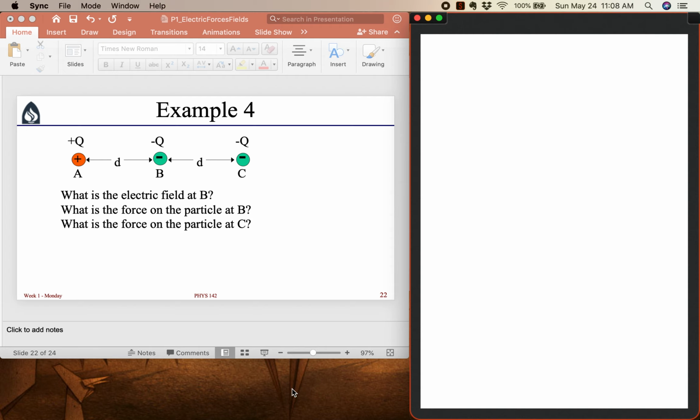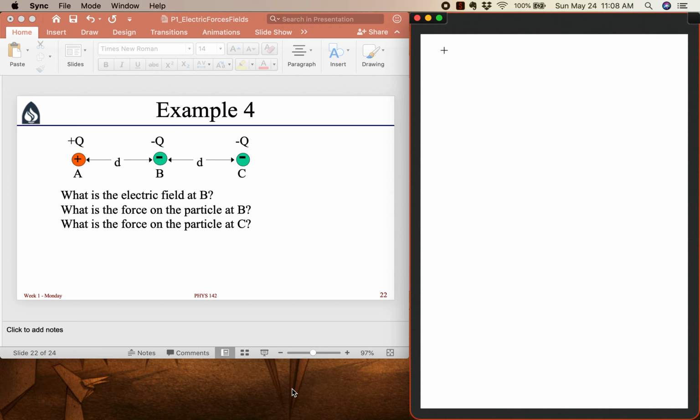In this example problem, we'll look at how to find electric fields and then electric forces from those fields. So the problem asks us to find the electric field at B, and then based on that electric field at B, find the force on the particle at B. So let's first reproduce this diagram.